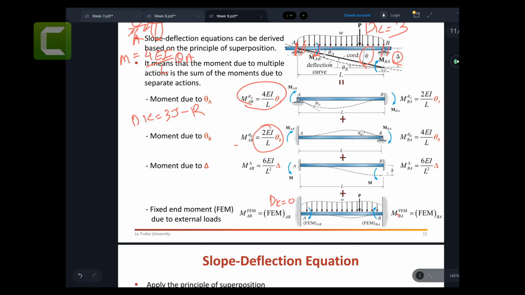So how much moment do you require to create this unit settlement? That is 6EI/L² times delta. And then similarly, it is fixed at both ends, so the same reaction moments because of equilibrium. So we have the same reactions created here.